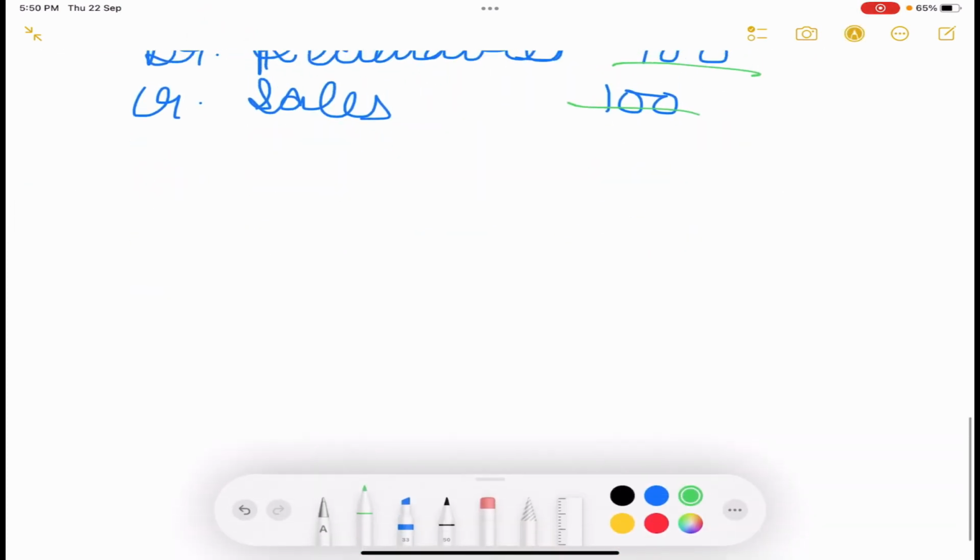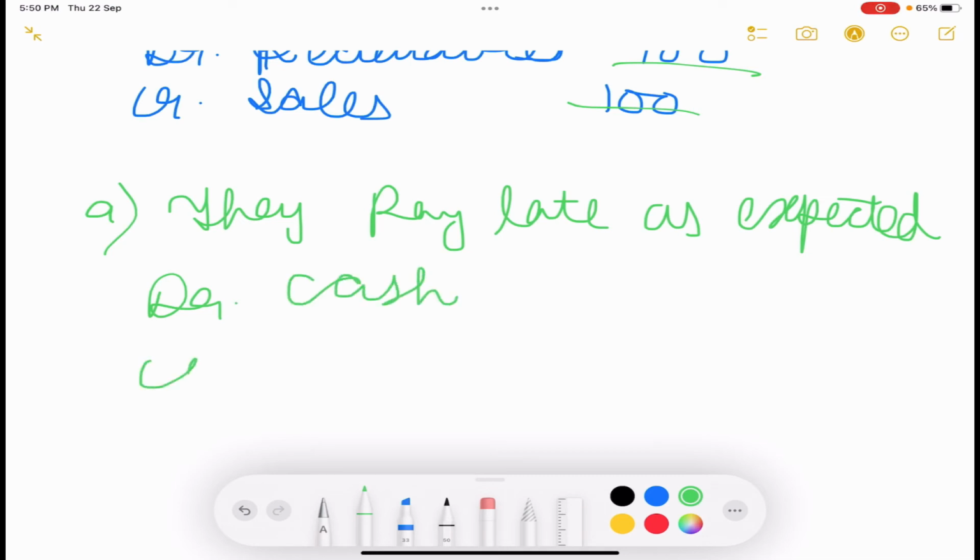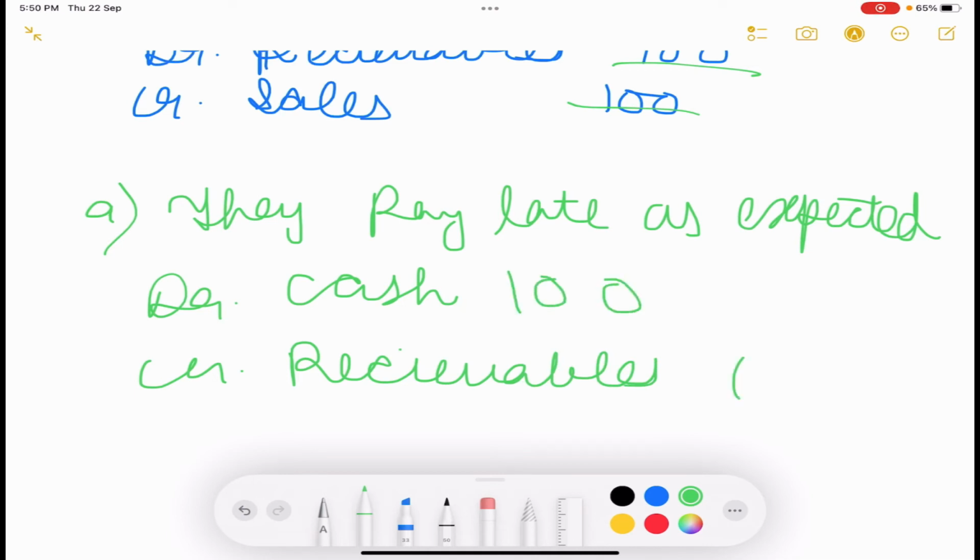So now there are two situations. The first situation is when they pay late, as usual, as expected. So in such a situation, we receive the cash. And what else do we do? We receive the cash and we close the receivables. So this is what was expected and this is what we have done, right?